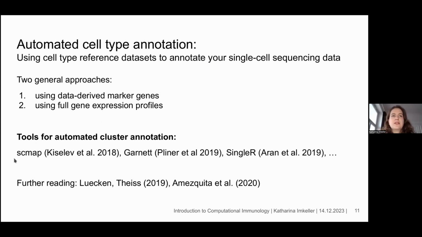I listed a few tools that can be used for automated cell cluster annotation, and I would also like to recommend further reading if you're interested in this topic from these two reviews here.